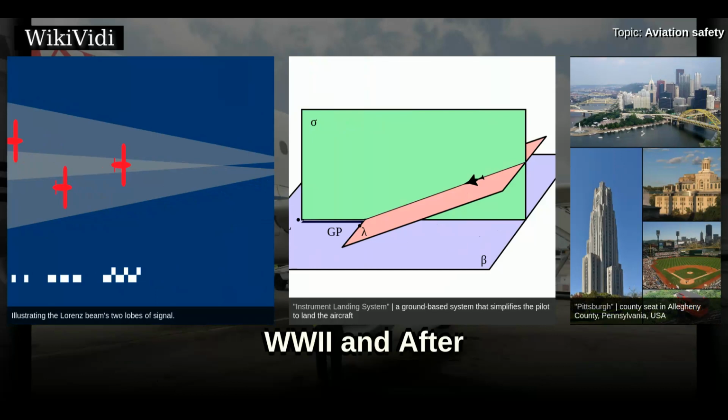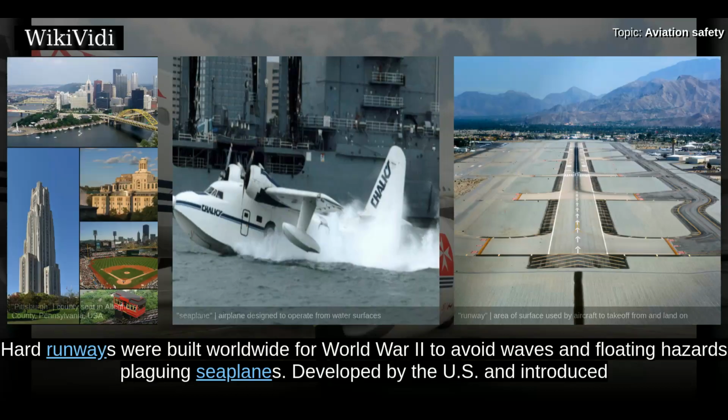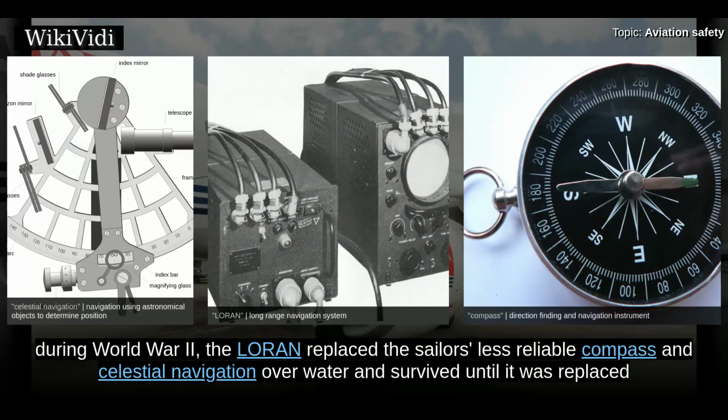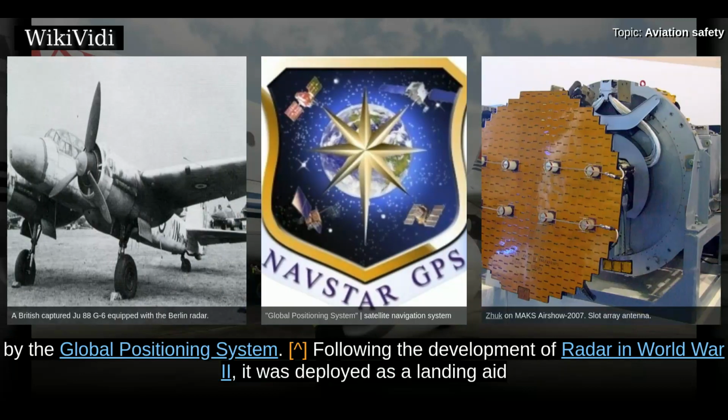World War II and after. Hard runways were built worldwide for World War II to avoid the waves and floating hazards plaguing seaplanes. Developed by the US and introduced during World War II, Loran replaced the sailor's less reliable compass and celestial navigation over water and survived until it was replaced by the Global Positioning System.